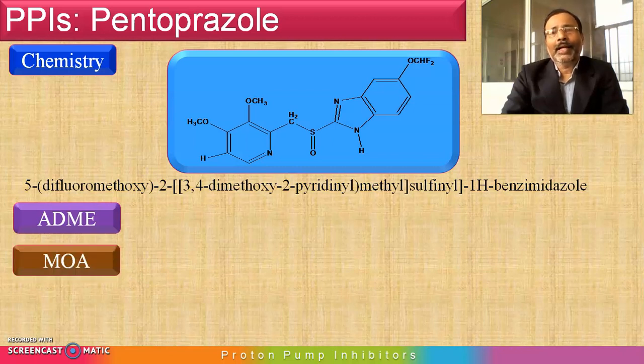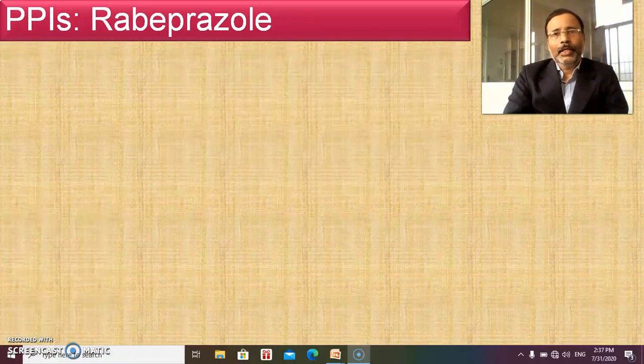Now check out the mechanism of action. No doubt it is similar to omeprazole. Again, it irreversibly inhibits the proton pump, so ultimately blocks the action of the proton pump. Now let's see the uses. Again, it is useful in heartburn, GERD, duodenal ulcer, and it is also useful for gastric ulcer as well as Zollinger-Ellison syndrome. So these are the uses of pantoprazole. Now this is the third drug, rabeprazole.